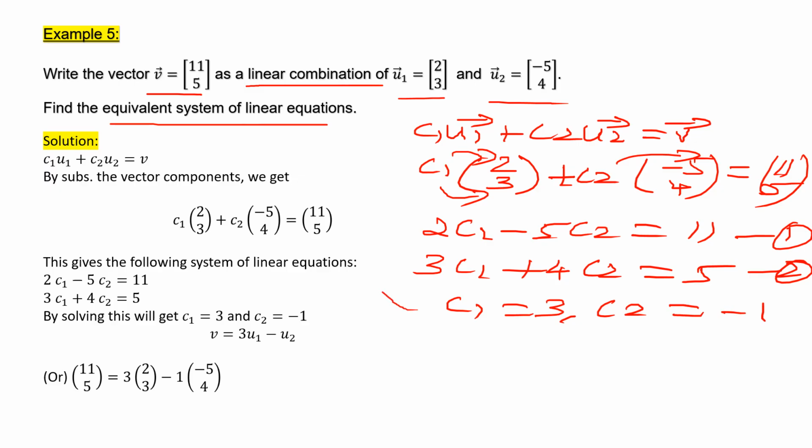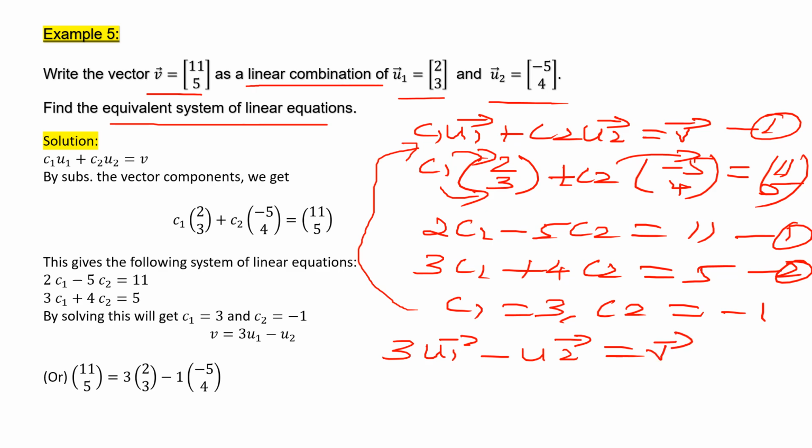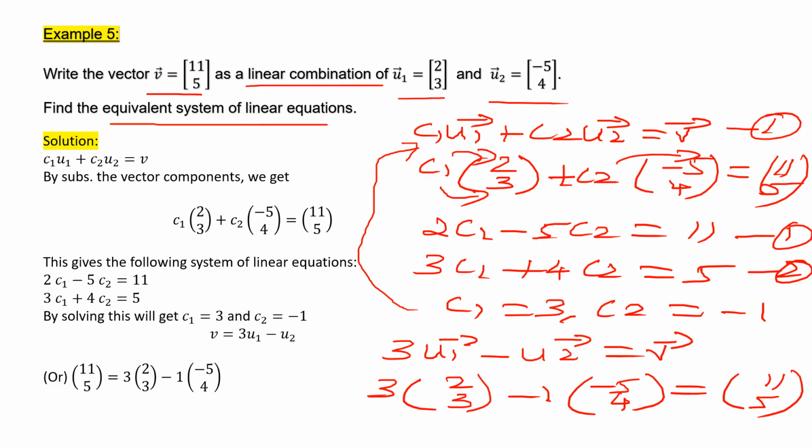So if I substitute these values here, let us say this is first equation, then I will get 3 u1 vector minus u2 vector is equal to v vector. Or I can also write 3 in place of u1, we have (2, 3), minus 1 in place of u2, we have (minus 5, 4). This is equal to v vector, which is (11, 5).